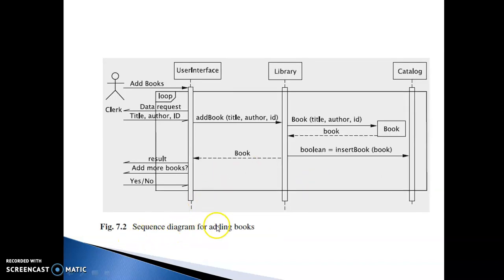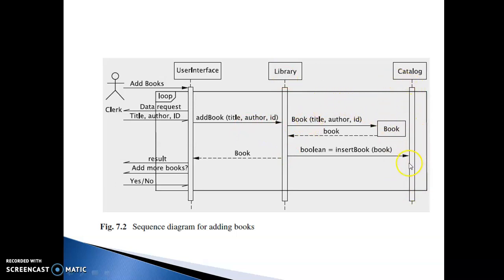In the same manner, for the sequence diagram for adding books, as you have added the member, in the same manner you can even add the books into the library. So add books, it will ask for the data request. If you want any books to be added, you need three fields: title of the book, author of the book, and the ID of the book. Based on the IDs of the book, we will be searching. But while adding into the library, we require these three fields, and the method named add book will be given to the library, and it will be fed in the library catalog.